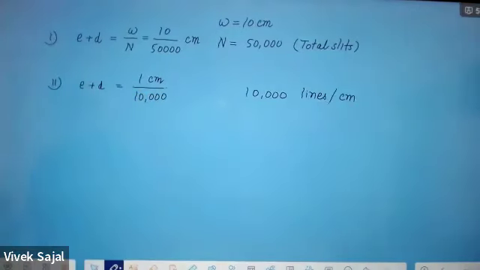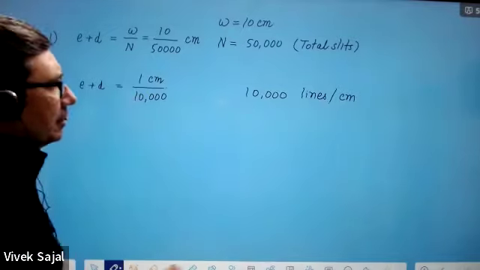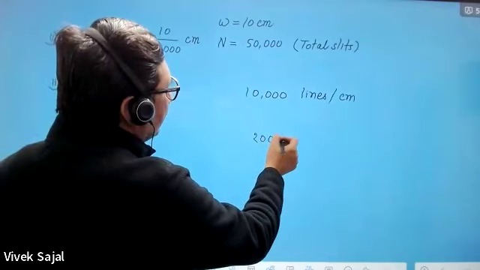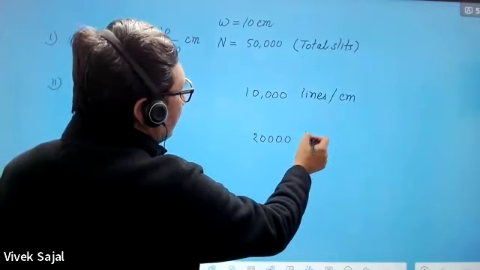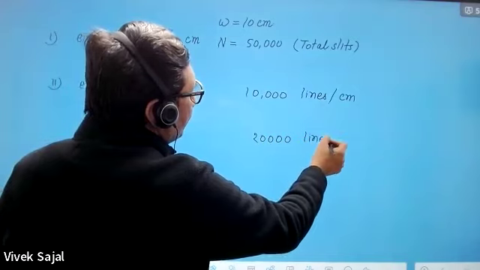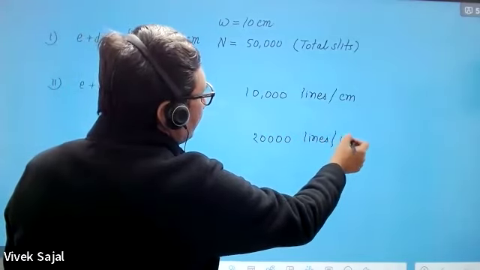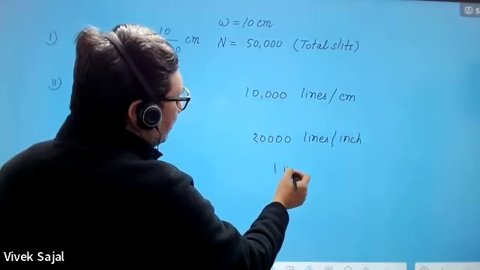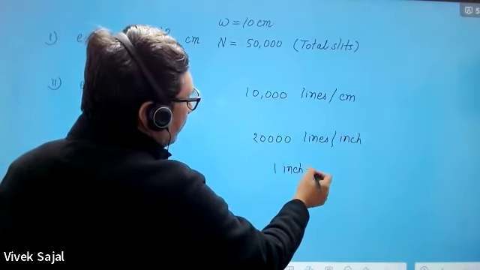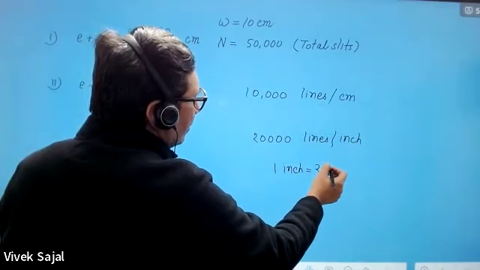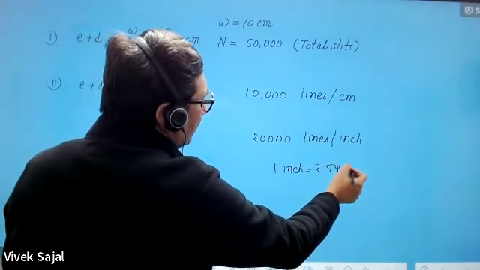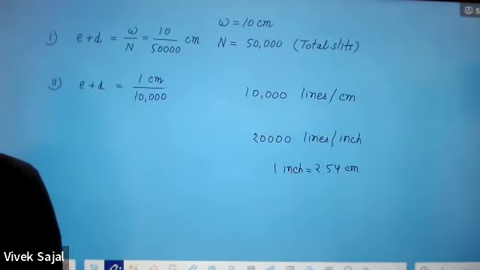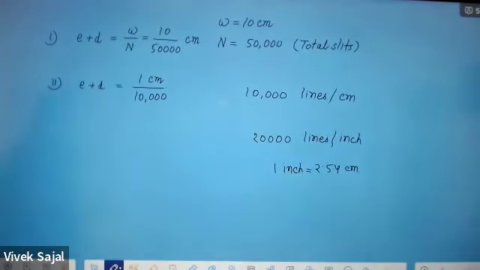So this will be the grating element. Sometimes they may give you 20,000 lines per inch. Now, 1 inch will be how much centimeter? 1 inch is equal to 2.54 centimeter. Okay? 1 inch will be 2.54 centimeter.